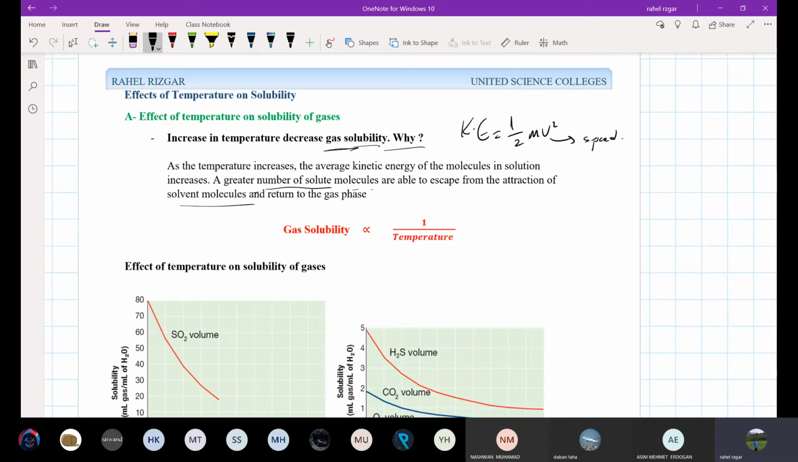Same thing is happening here. The kinetic energy of gases is normally high, and if you increase temperature, you are increasing the kinetic energy of the gases a lot more. At that point, the gas particles cannot form an attraction force with the liquid they are dissolved in. This attraction force is broken between the liquid and the gas. That's why the solubility of gas is inversely proportional to temperature.